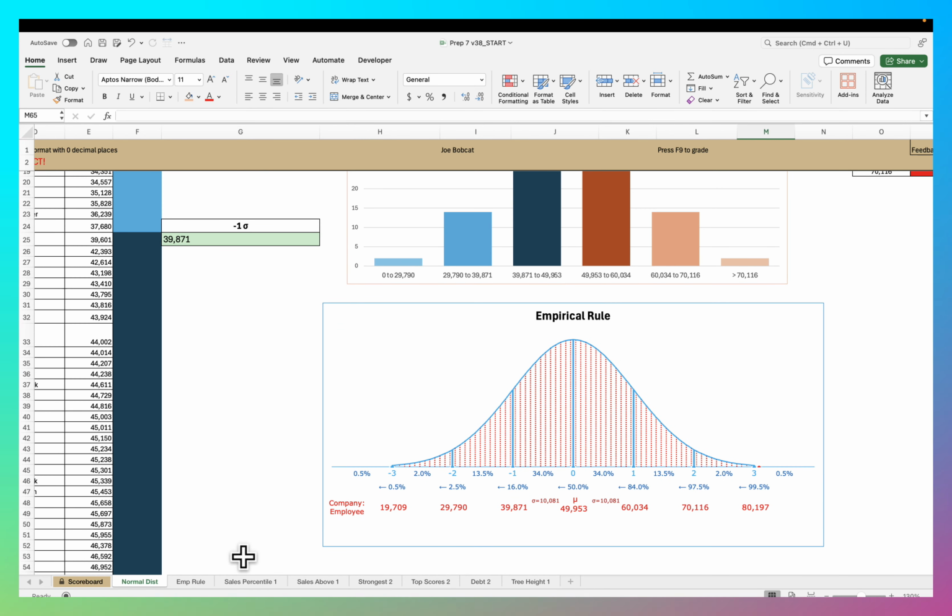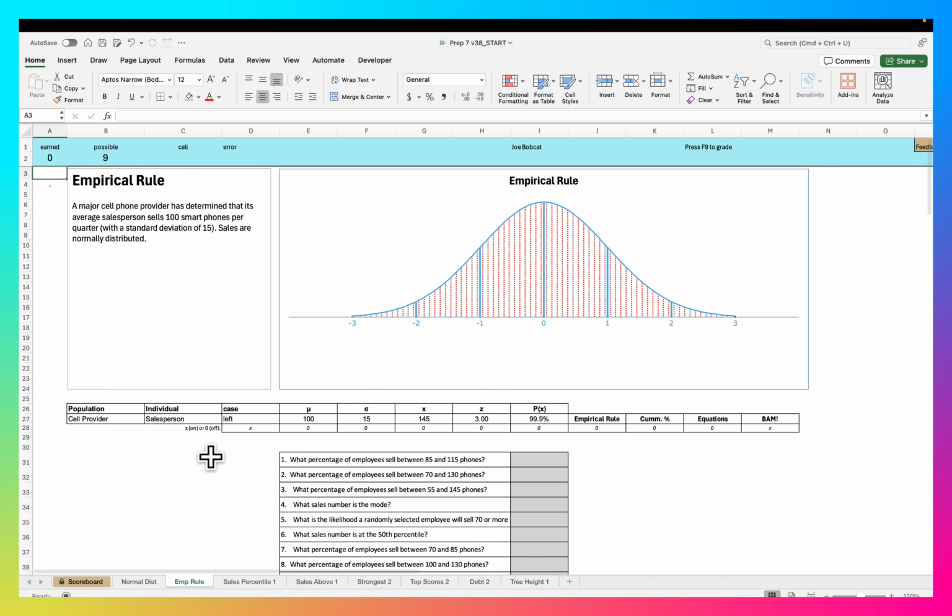Okay, so let's get a little more practice now with the empirical rule. So we'll go to the next one here. A major cell phone provider has determined that its average salesperson sells 100 smartphones per quarter, standard deviation of 15. Sales are normally distributed. So our population is the cell provider. The individual is the salesperson.